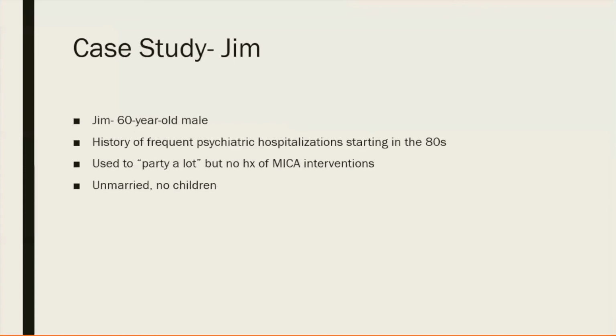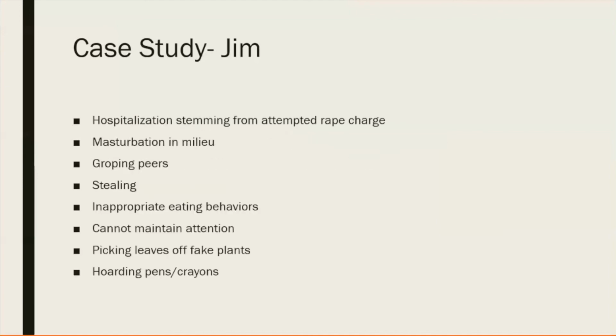So another case study person that I've worked with is Jim, right? So Jim is a man in his 60s. He's very physically capable still, healthy. He had a history of frequent psychiatric hospitalizations starting in the 80s, and he reports that he used to party a lot. He lived in a van, actually, and would travel around and see the Allman Brothers. But he had no history of MICA interventions, and he was unmarried for his whole life and had no children.